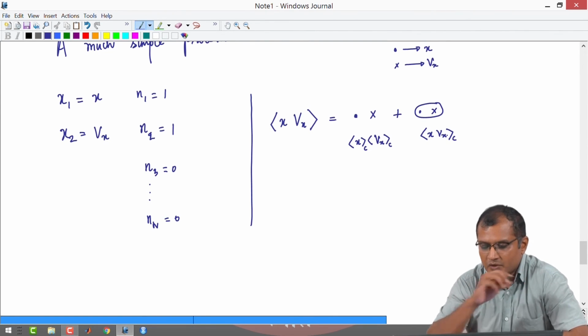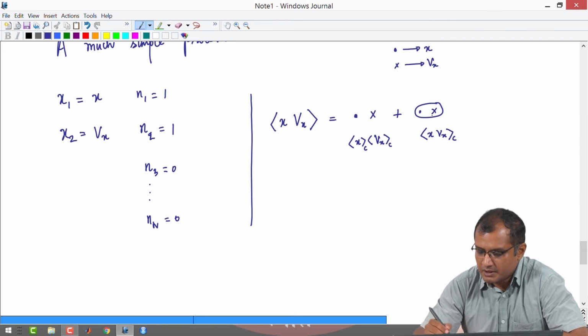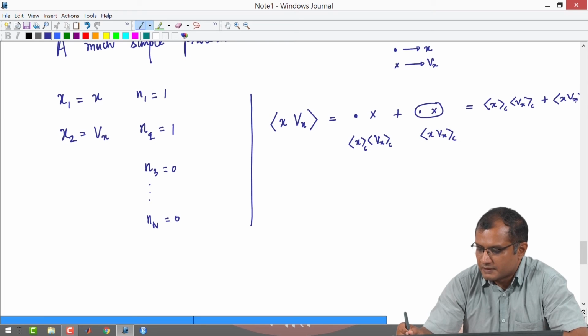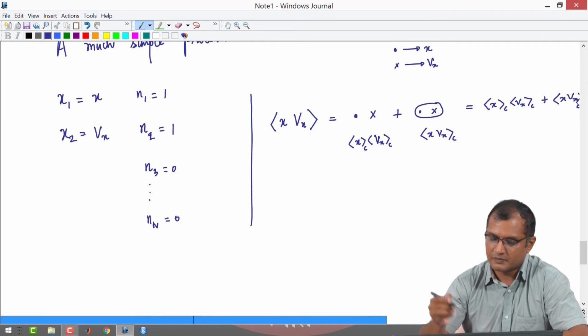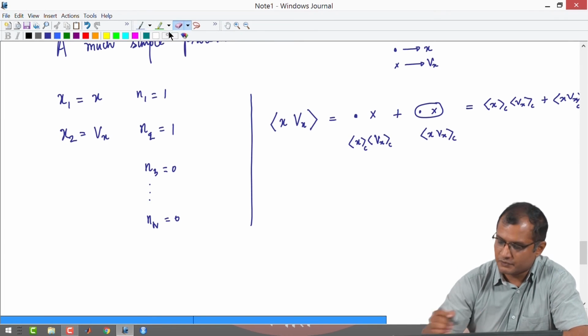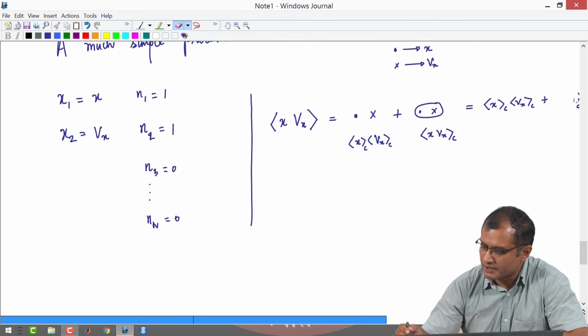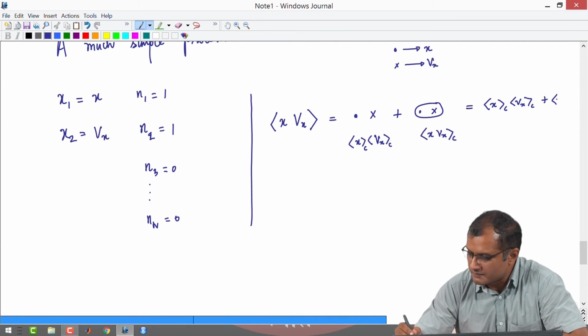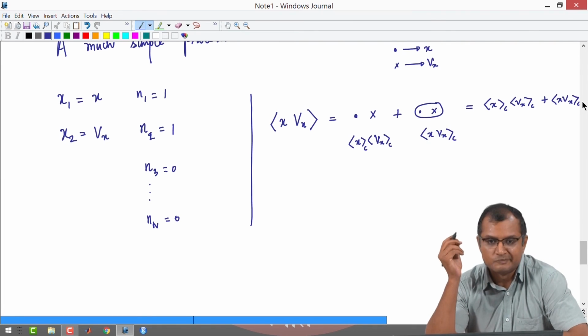So this is the answer to your problem. This is nothing but the cumulants of x and Vx multiplied, plus the x into Vx cumulant. This is a very simple procedure. You can try and work it out for other combinations of powers of x and v, and you will be surprised as to how easy this becomes.